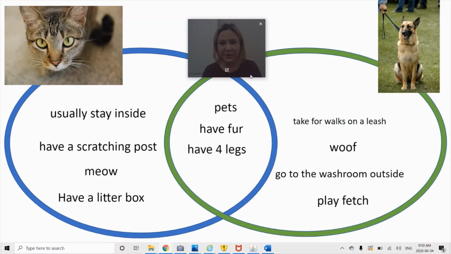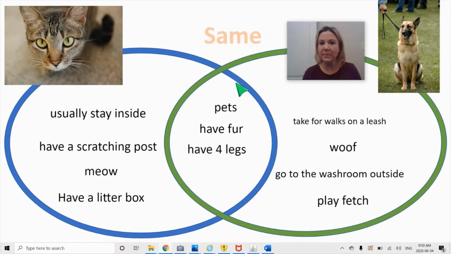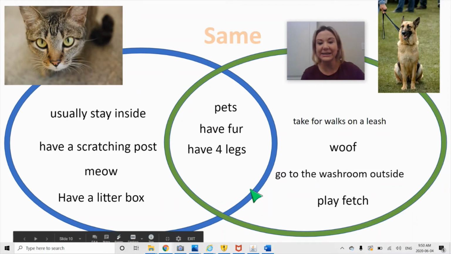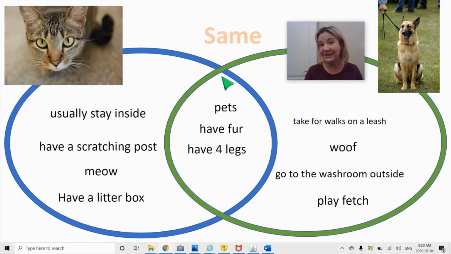All right, just going to move my picture. Now we'll talk about what's the same between cats and dogs in the middle. You'll see the word same right in the middle, where the two circles cross. First off, they're both pets. That's the same. Next, they both have fur. Cats have fur and dogs have fur. They both have 4 legs. Cats have 4 legs and dogs have 4 legs.